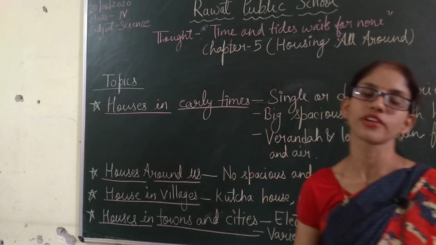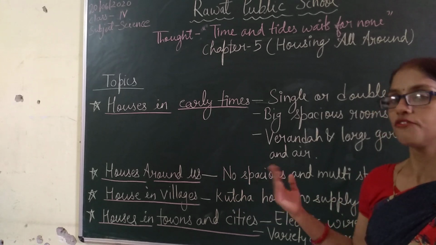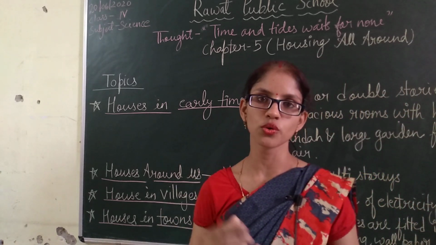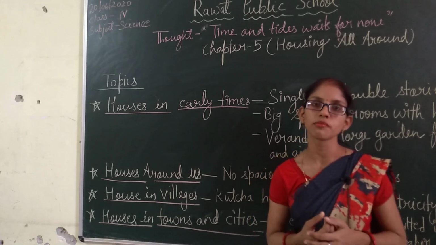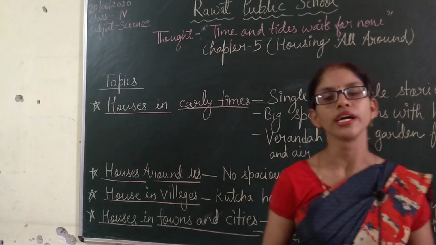Large gardens are also there to enjoy the fresh air and sunlight. And if we see the houses around us, they are multi-storied houses, because as the population is increases, the number of houses, markets and all that also increases.